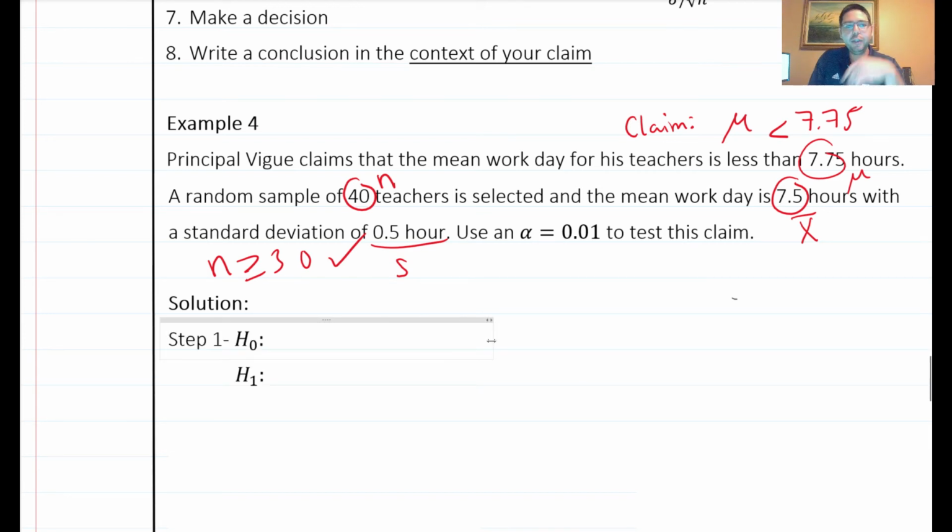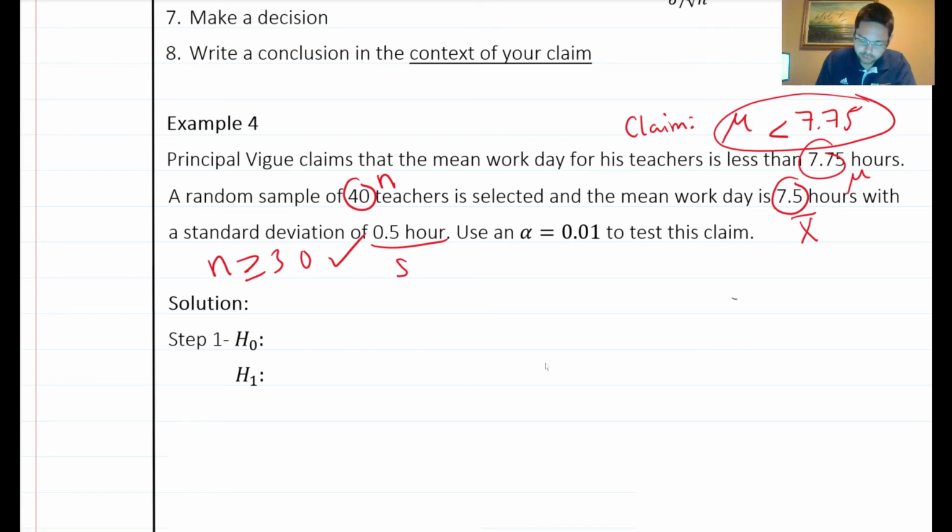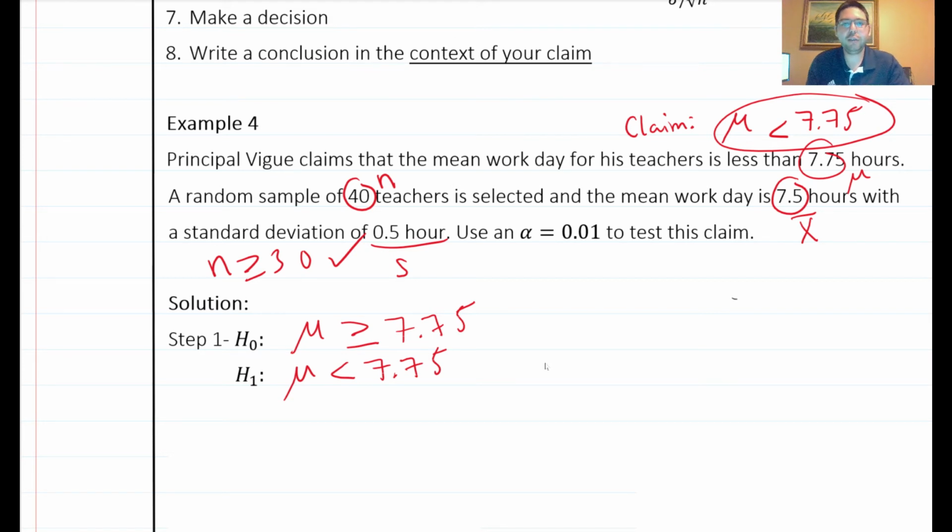So first step is to do your hypothesis statements. So we know our claim. This claim belongs to the alternative hypothesis because that's a statement of inequality. So this is going to belong to H1 or HA, same thing. So we have mu less than 7.75. And then we're going to do the opposite of that. That will give us our null. So that's going to be greater than or equal to 7.75. It's key to have that equal to. The null hypothesis always has the equal sign. All right.